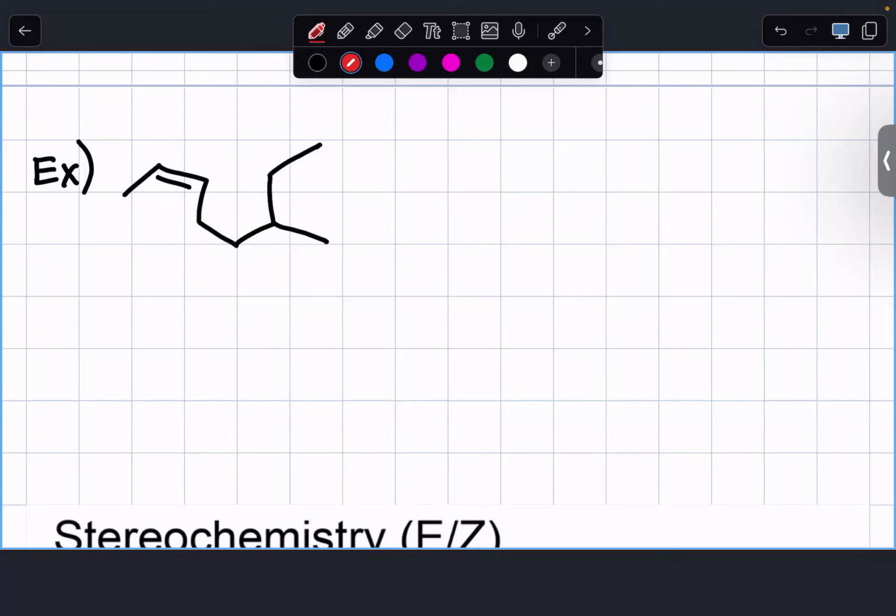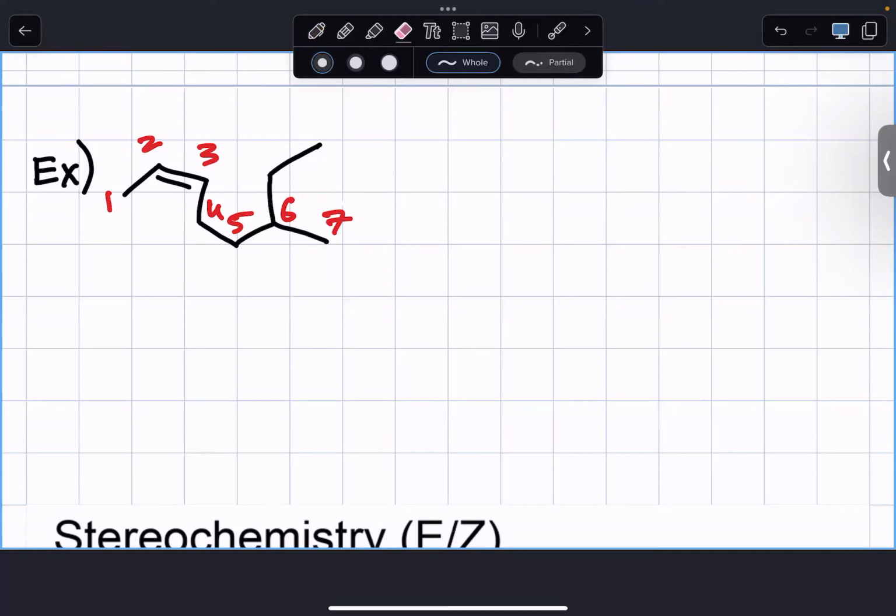Does anyone want to come up and try this problem? So first, how do you guys want to number this train? Left to right, yes. So that's going to be 1, 2, 3, 4, 5, 6. This would not be 7 because we could have a longer chain if we go up. 7, 8. So our longest chain is 8 carbons long, and we have a substituent on carbon 6, which is the methyl group.